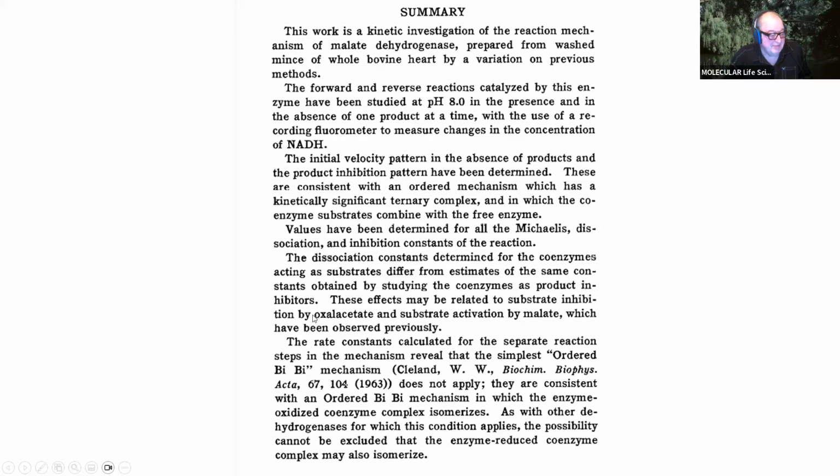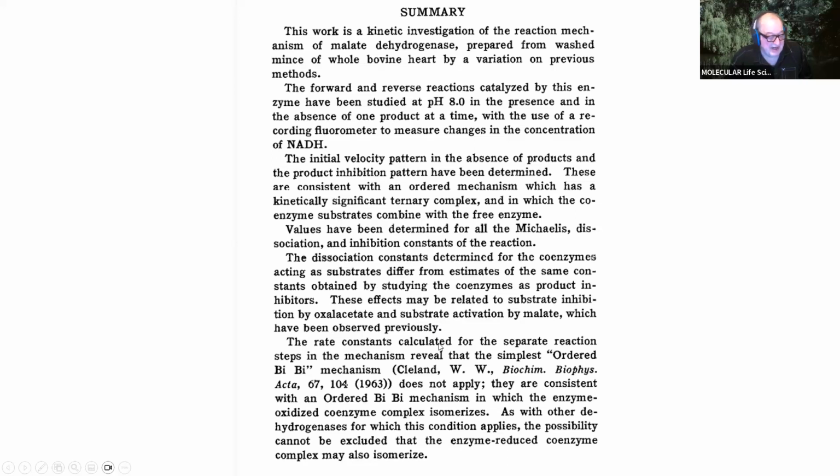And they bring up an important point in the abstract, in the summary. The dissociation constants determined for coenzymes acting as substrate differ from estimates of the same constants obtained by studying the coenzymes as product inhibitors. And then they bring up the point that these effects may be related to substrate inhibition by oxaloacetate and substrate activation by malate, which have been observed previously. And so in the paper, they're going to discuss substrate inhibition and substrate activation as well.